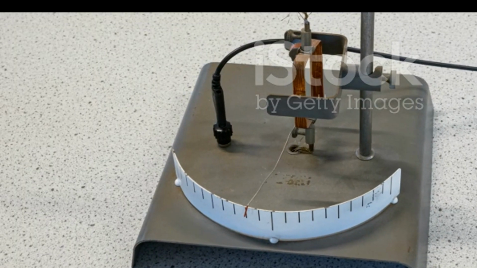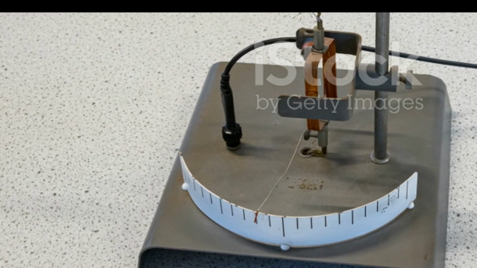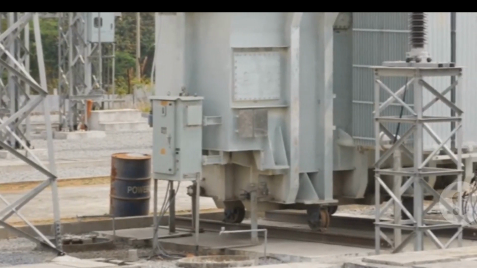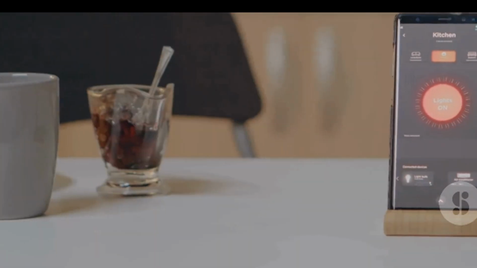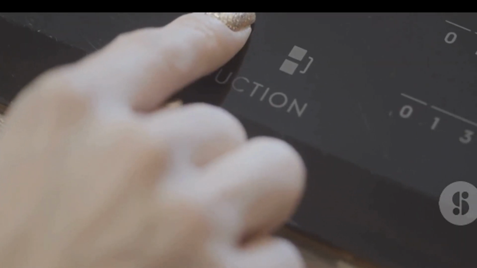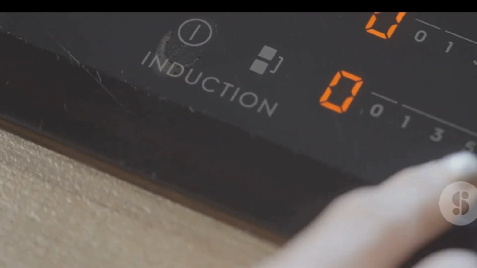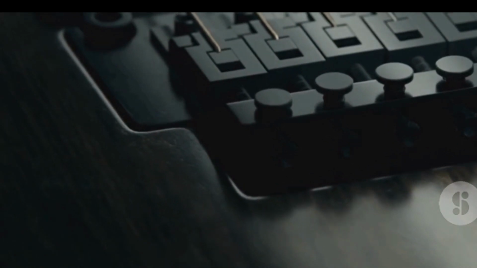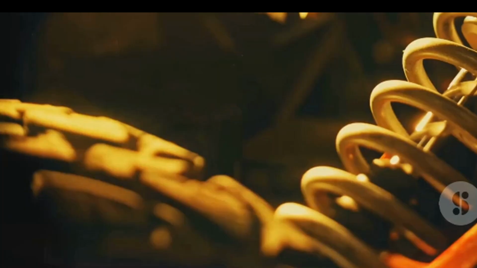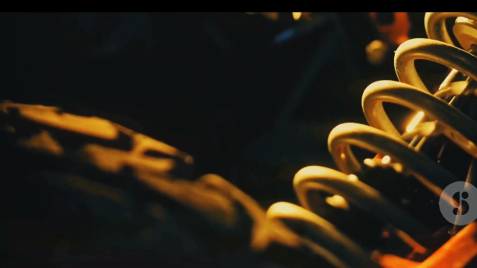That principle powers many everyday devices right now. Transformers step voltage up or down in the grid. Wireless chargers charge your phone without any plugs. Induction cooktops heat pans very fast and efficiently. Guitar pickups turn string motion into electric sound. Simple magnetic teamwork. Small coils, big everyday impact.